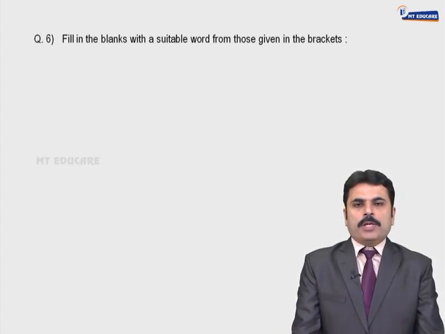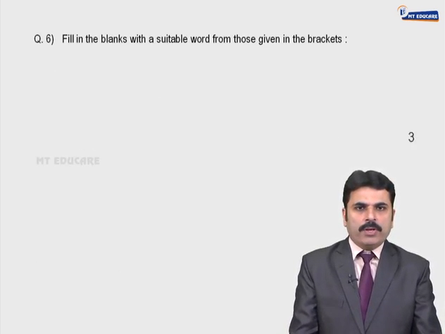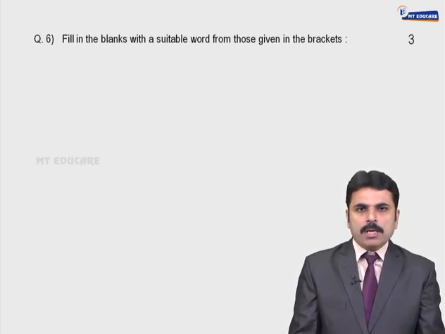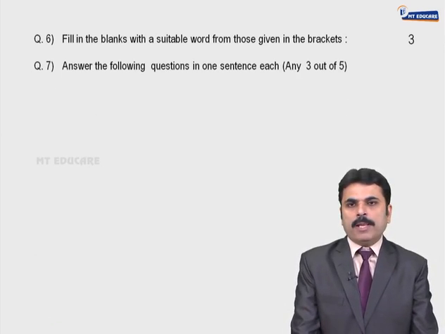The very first question in the political science section is fill in the blanks with a suitable word from those given in the brackets. It carries 3 marks. Write the statement and underline the blanks. You are supposed to read the textual as well as extra fill in the blanks.